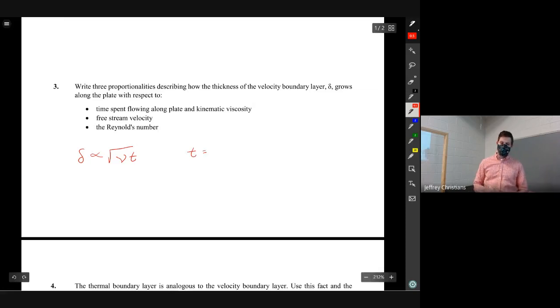Our time is how long we give it to grow. That is equal to length over what they call u naught, what we will typically call in this class u infinity, the free stream velocity. We basically took this and plugged it in right there. Then we can say that delta is proportional to the square root of nu L over u.